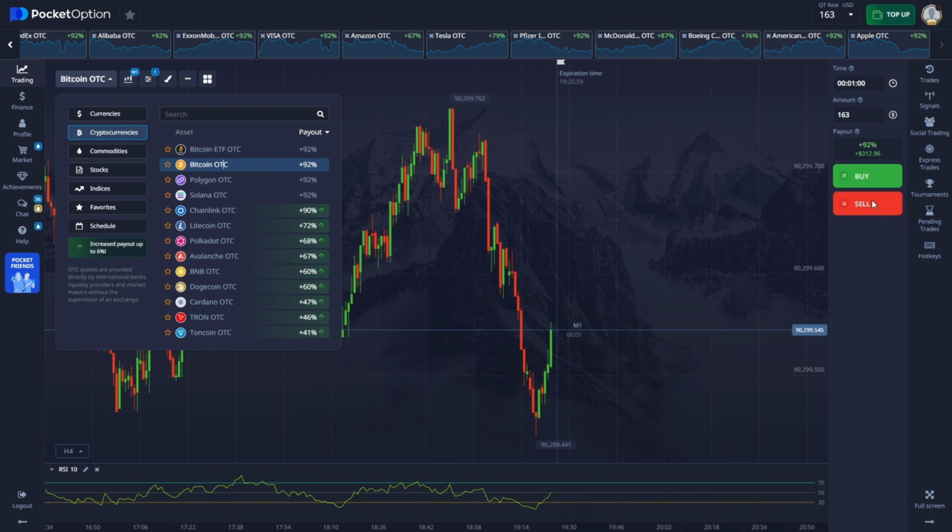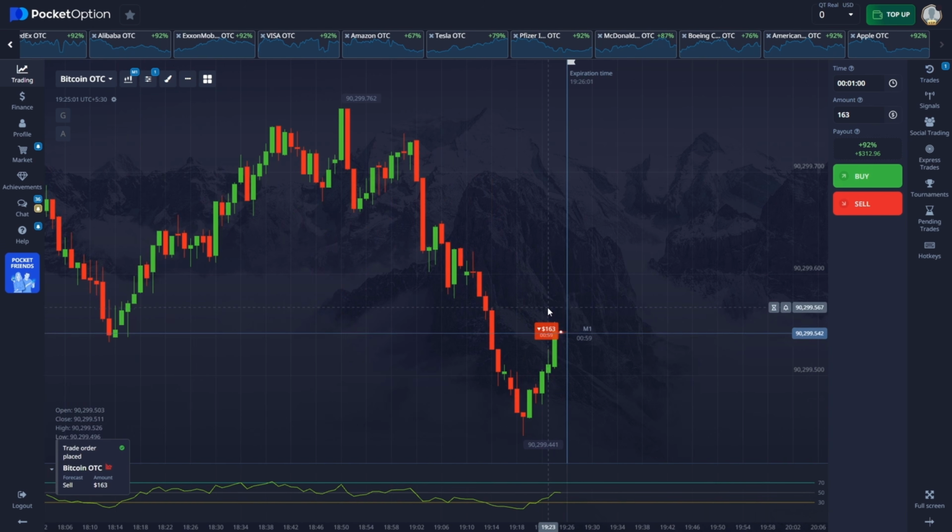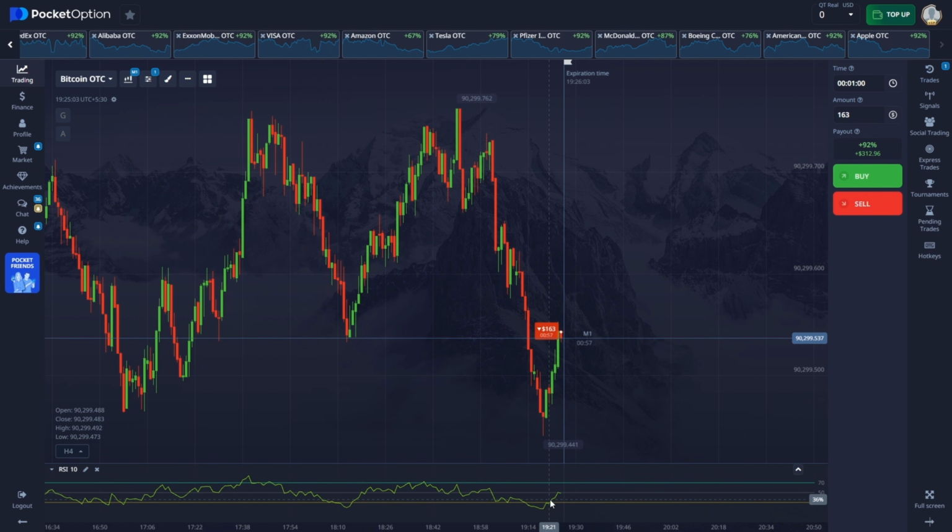On Bitcoin OTC, we have a trade and I placed the trade for the downside move on Bitcoin OTC worth $163. As you can see, the previous green candle closed at the RSI level 50. So that's why I took this trade for the downside move.